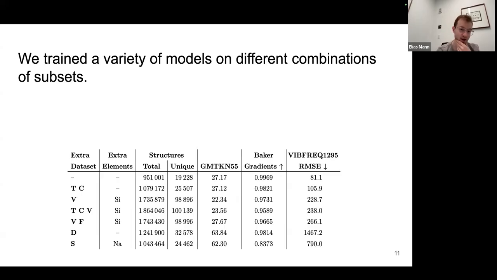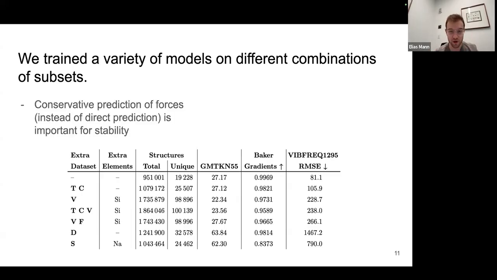So one thing that we found was important was that models that use a conservative prediction of forces yield a much more stable model. Rather than having a direct output of all of these things, you predict your energy, and then, like I mentioned before, you take the gradient of the energy with respect to the position of a given atom, and then add a minus sign, and now you have the force of that atom.